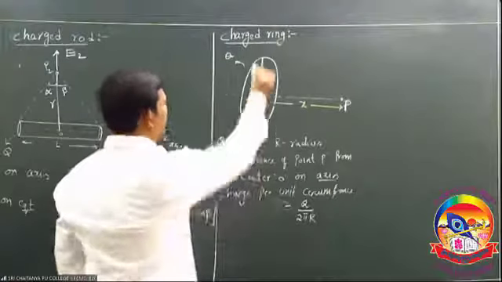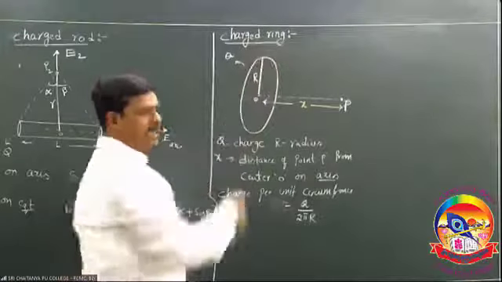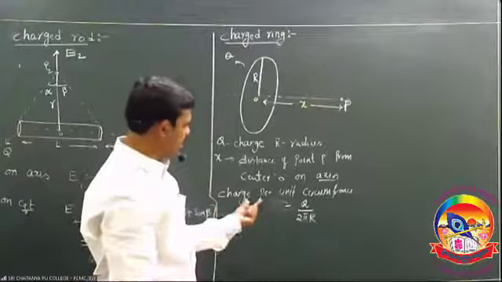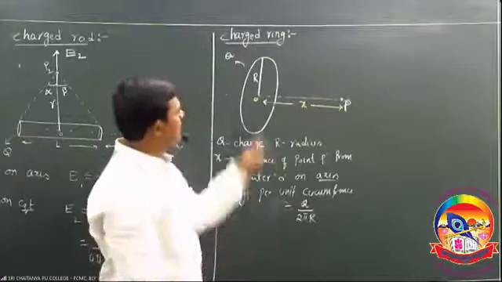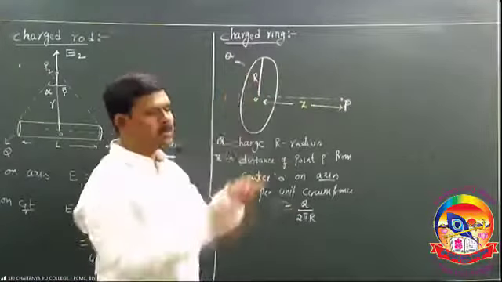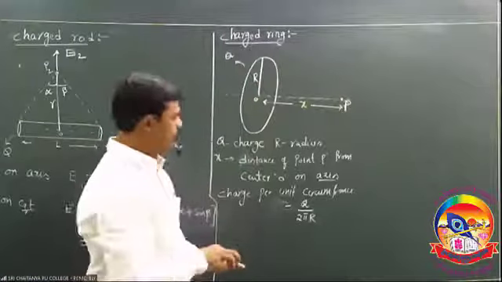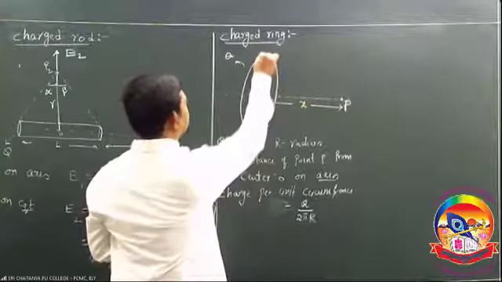Well, let's divide this ring into small elements. Next step, charge per unit circumference taken. Then divide this ring into small elements. Take one such element here.